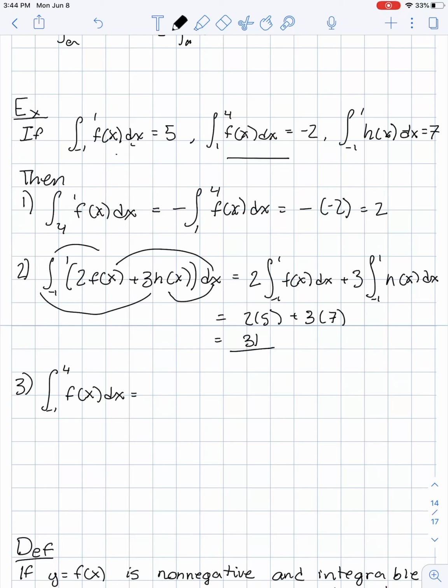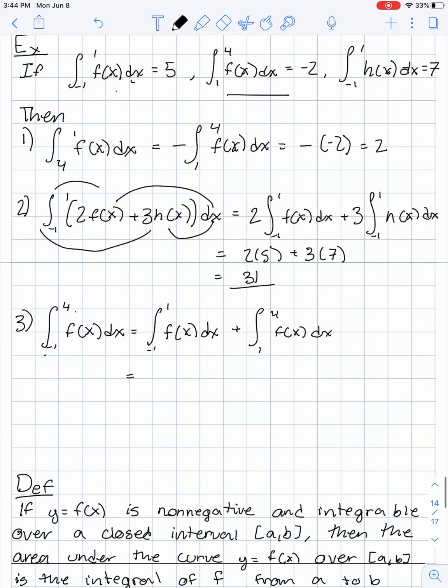Now, I have the integral from negative 1 to 4 of f of x dx. Well, I can look up here, and I'm given from negative 1 to 1 and 1 to 4. So additivity says I can take the integral from negative 1 to 1 of f of x dx plus the integral from 1 to 4 of f of x dx and make that equal to the left-hand side. All right, and we can plug in what we know. So 5 minus 2 equals 3. Boom.